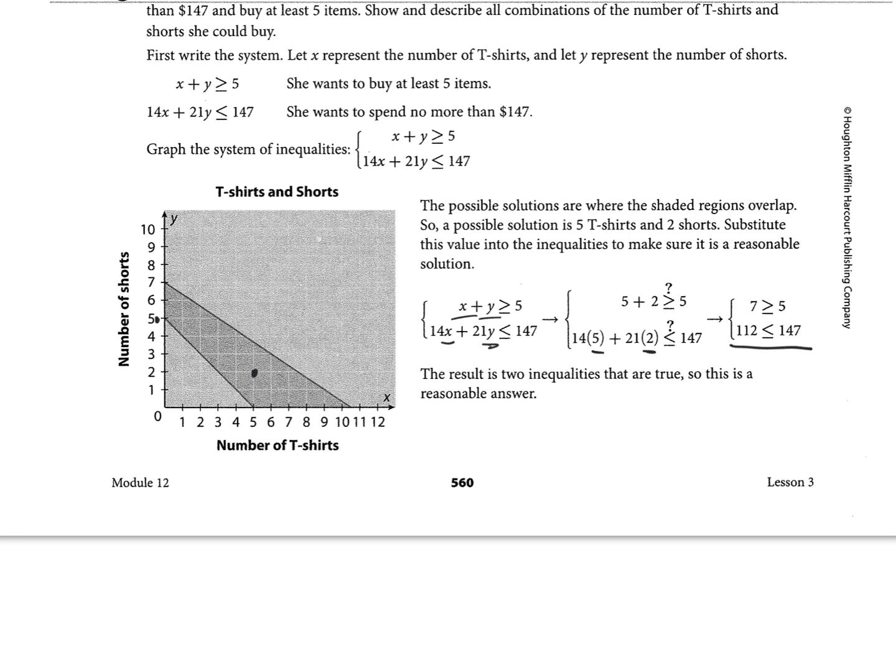But again, there are some constraints based on reality. We wouldn't want to say -2 shirts were purchased and 9 shorts were purchased. We want to make sure that the value we put in for X and Y makes sense based in the context. So it should be 0 or more t-shirts or shorts.